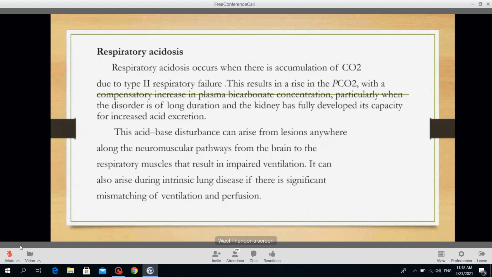Respiratory acidosis occurs when there is accumulation of CO2 due to type 2 respiratory failure. This results in the rise of PCO2 with a compensatory increase in plasma bicarbonate concentration.